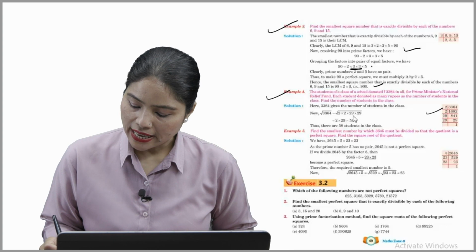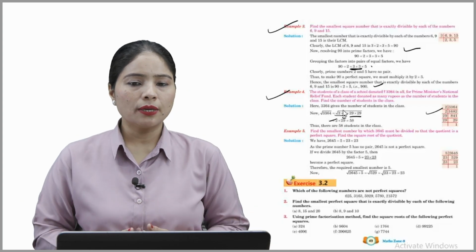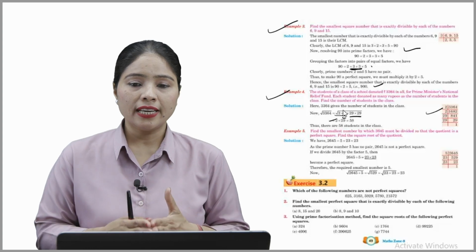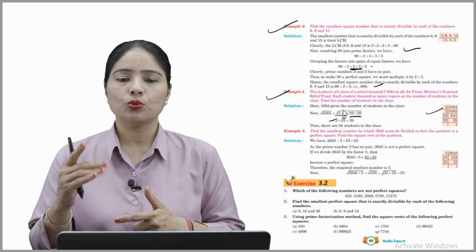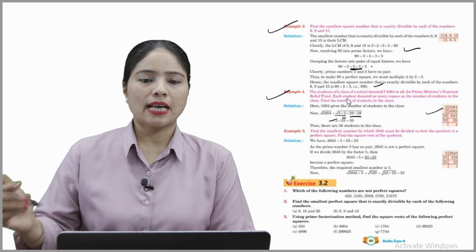So just take the pair of 29, take 29, and for the 2, 2, just take 2. Now multiply both the numbers, 58. Thus there are 58 students in the class, beta. This is how we do that kind of sums. Hope you understood. Now example 5.